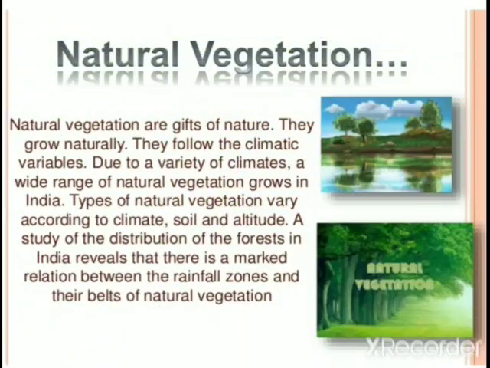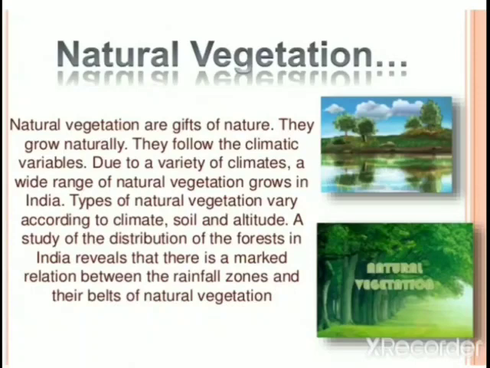What are natural vegetation? Natural vegetations are gifts of nature. They grow naturally. Okay, the trees that grow naturally, we call it as a natural vegetation. They follow the climatic variables. Due to variety of climates, a wide range of natural vegetation grows in India. Types of natural vegetation vary according to climate, soil and altitude.